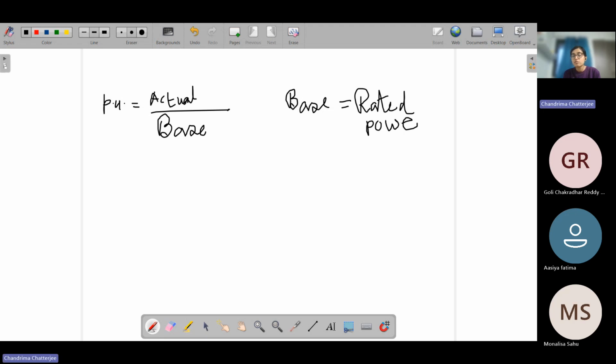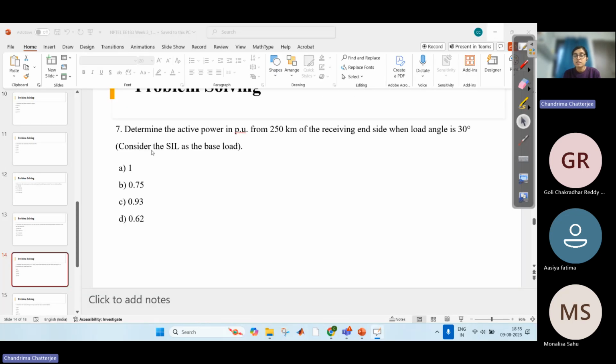It is a normalized quantity. It will be in between 0 and 1, okay? Not necessarily, it can also be greater than 1 based on what you are taking as base. So if you take the maximum possible power as the base, then it will be less than 1 always. Otherwise, it can also be greater than 1. Here they have mentioned consider SIL as the base load. Means we will have to take surge impedance load as the base load. Right?